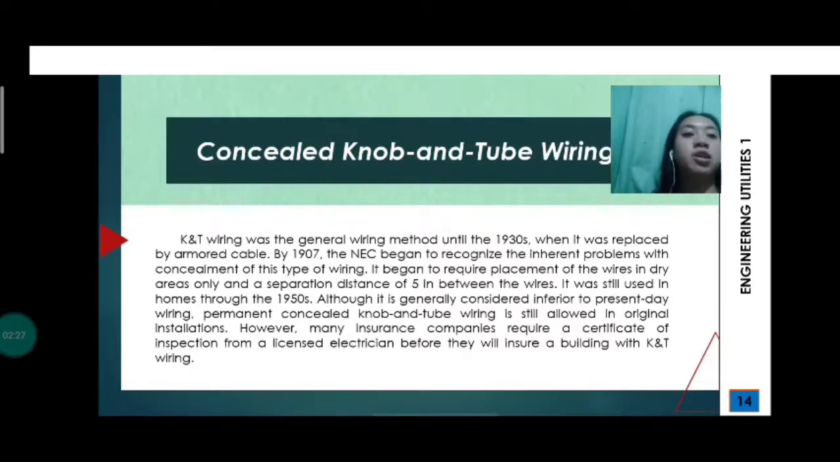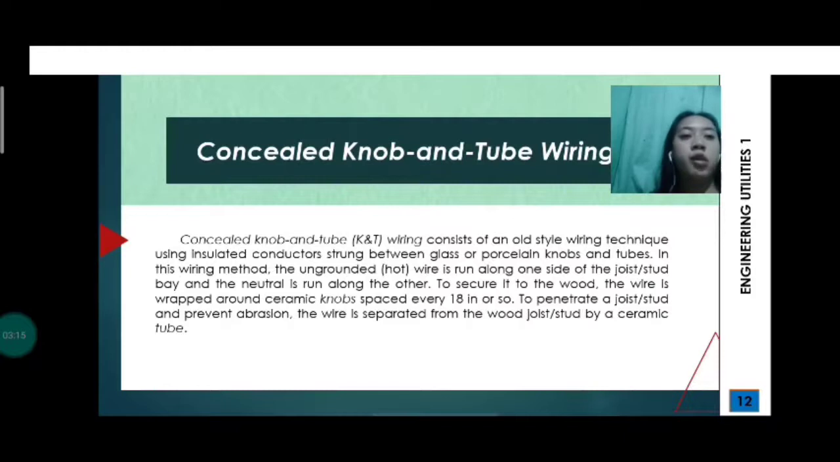So, concealed knob and tube wiring consists of an old-style wiring technique using insulated conductors run through and between glass or porcelain knob and tube.